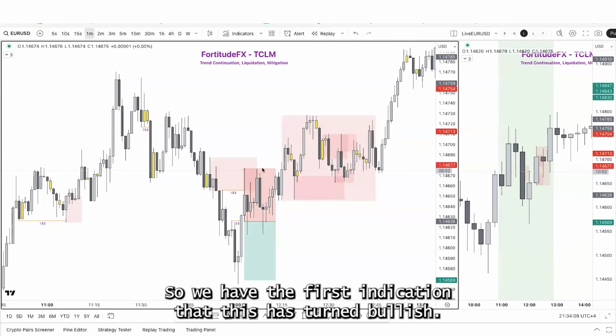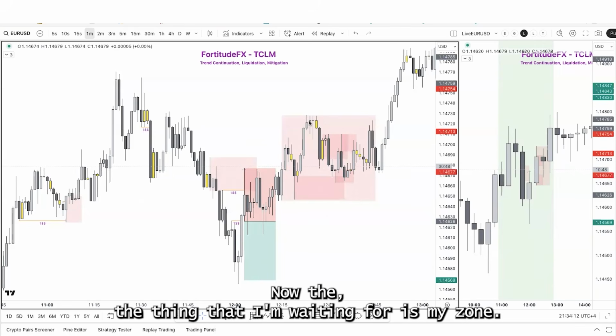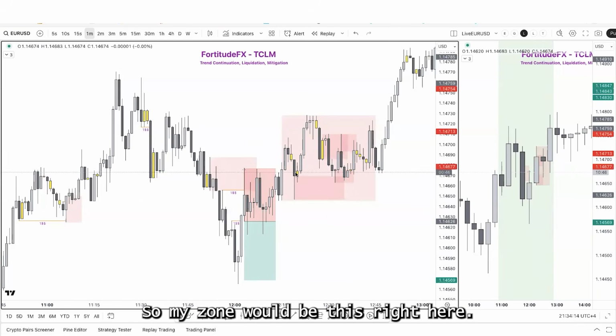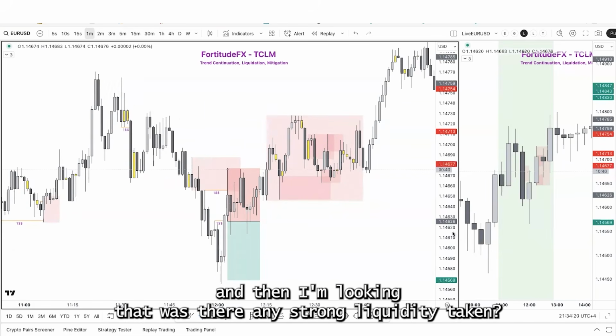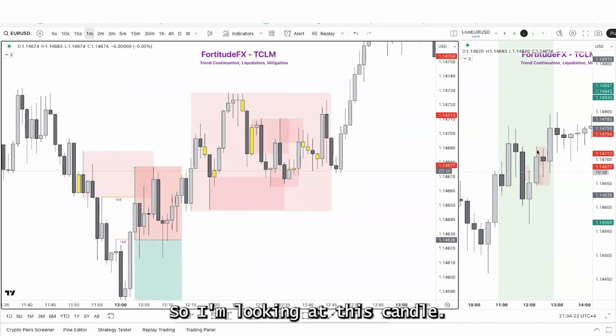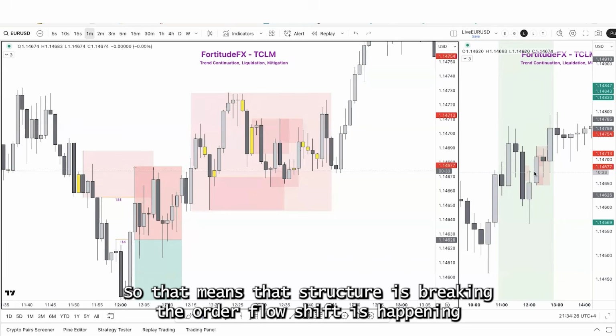So we have the first indication that this has turned bullish. Now, the thing that I'm waiting for is my zone. So my zone would be this right here. I'm waiting for price to come into the zone, and then I'm looking at, was there any strong liquidity taken? So I'm looking at this candle. This candle clearly took the top wick of this. So that means that structure is breaking, the order flow shift is happening.